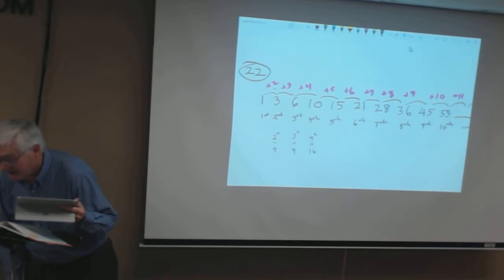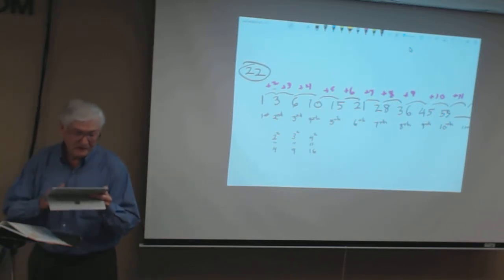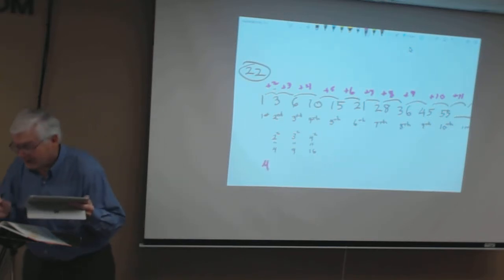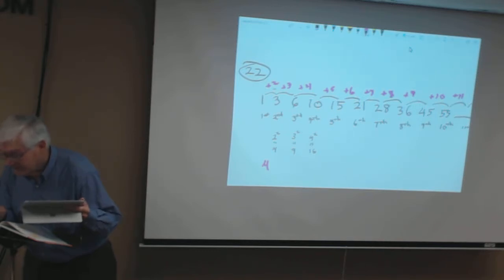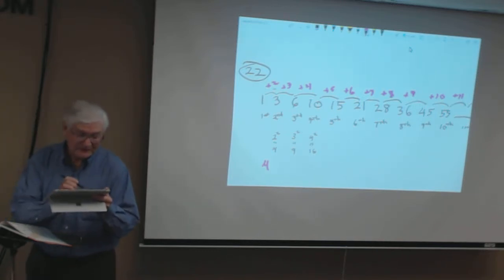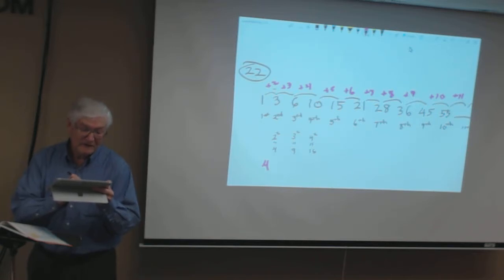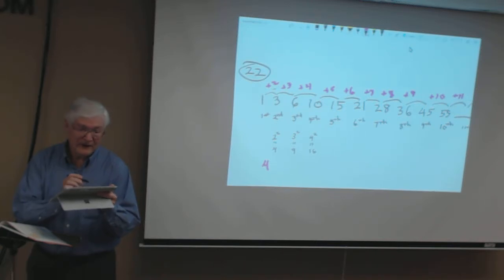22B, find the sum between adjacent triangular numbers. For example, what's 3 plus 1? 4. I'll put that down here. Okay? What's 3 plus 6? 1 plus 3 is 4. You follow that? You add these two, you get 4. You add these two, you get what? 9. You add these two, you get what? 16.